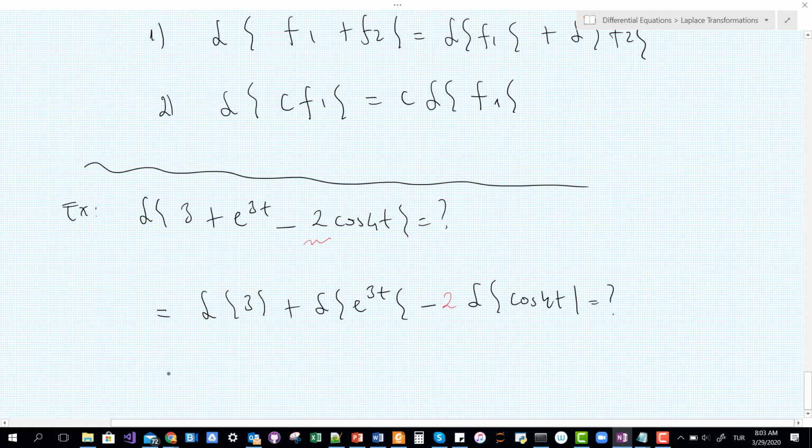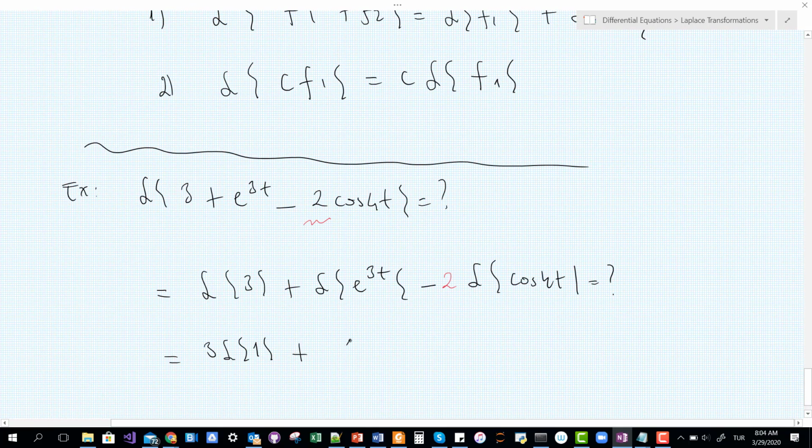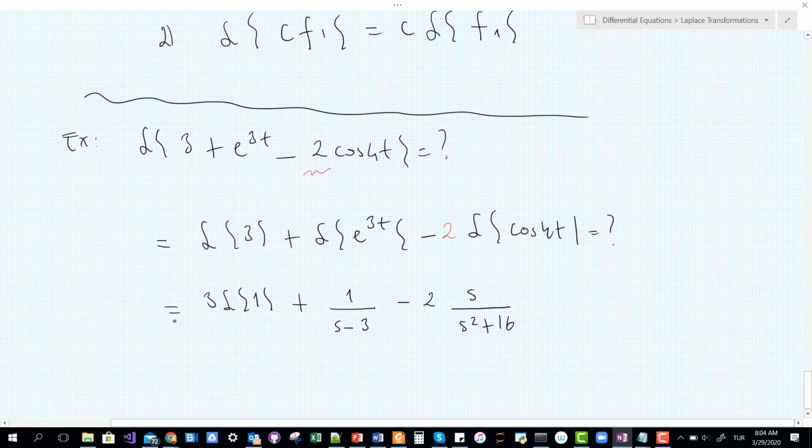Can I do the same thing for the first function? Why not? 3 Laplace of 1, since I just now derived the Laplace of 1 instead of Laplace of 3. So let me take the Laplace of all these functions. What is the Laplace of e to the 3t? From the table, you can see it: 1 over s minus 3, minus 2. And then the Laplace of cosine 4t is equal to s over s squared plus 16. And the only function I didn't take the Laplace of was the first function, 3 times 1 over s, and I have the rest.